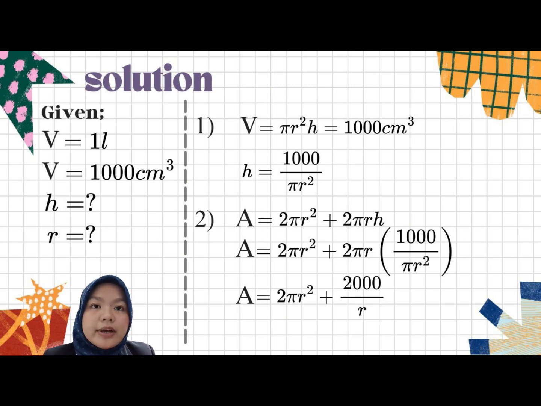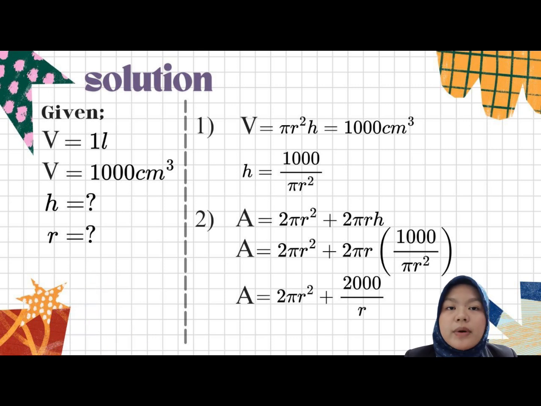The cost of manufacturing will be proportional to the total surface area of the can. First, the formula of volume is pi r squared h. We know volume is equal to 1000 centimeter cube. Then we rearrange: h equals 1000 over pi r squared.